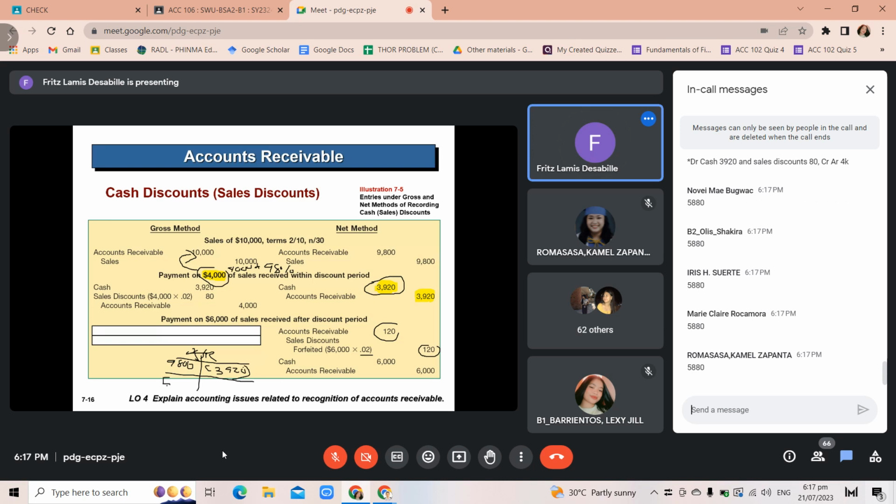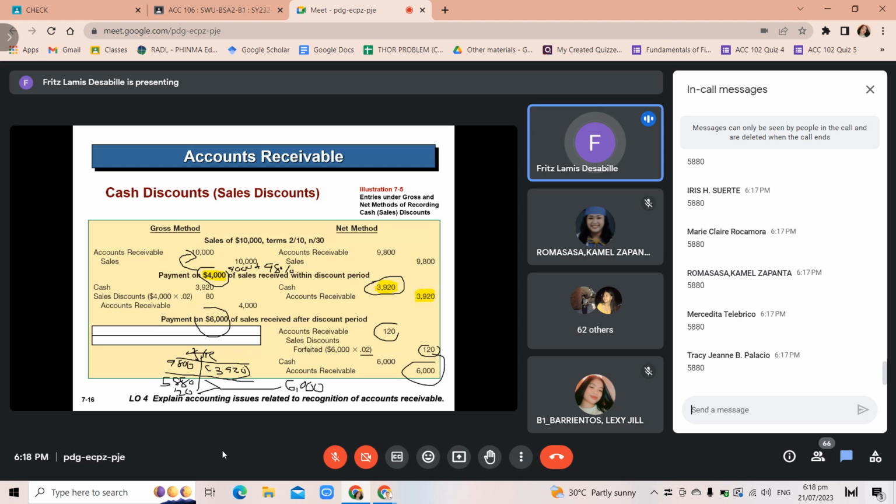5,880 debit. 5,880. Now, since this 5,880 is no longer entitled to discount, we restore it, balik to the remaining amount na receivable jud. So 5,880, nag-debit ta og 120. So 5,880 plus 120 will result to 6,000. That's why 6,000 atong i-credit dire, because basically we just restored it to its original amount.